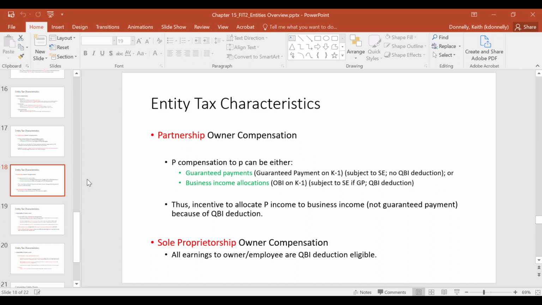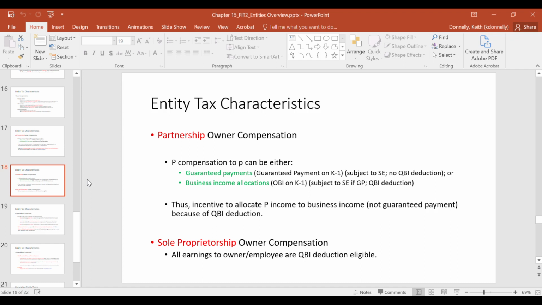Now, a more specific discussion here with partnership compensation. Essentially, partners' compensation can be one of two things. You can have guaranteed payments, which are subject to SE income, again assuming you're a material general partner, or you can have business income allocations.